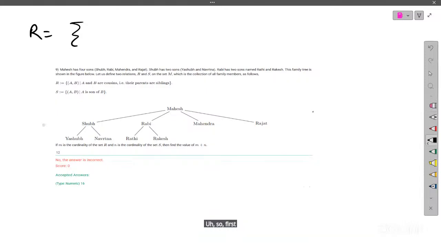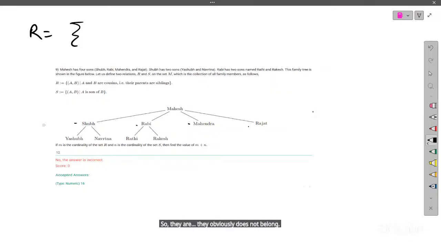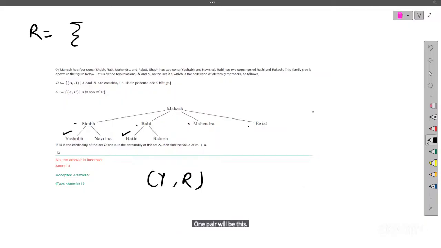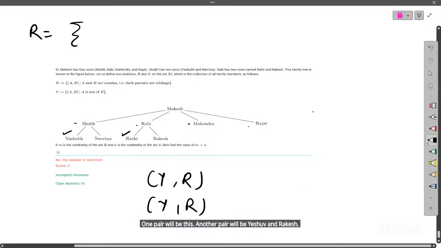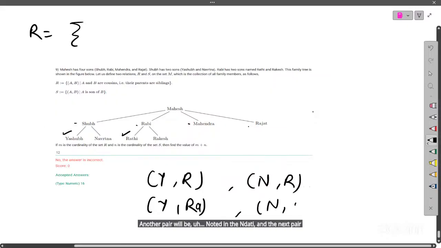First of all, let's find the cousins. Cousins means their parents are siblings. Here these four persons are not cousins of each other; they are siblings, so they obviously do not belong. Now what pairs can we make? Yashub and Rathi as cousins, Yashub and Rakesh, Navratna and Rathi, and Navratna and Rakesh.